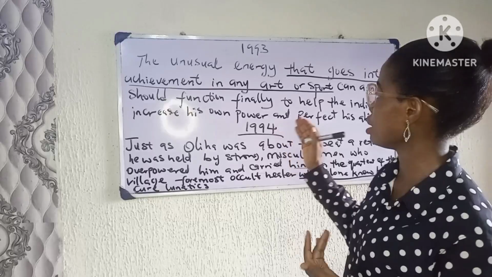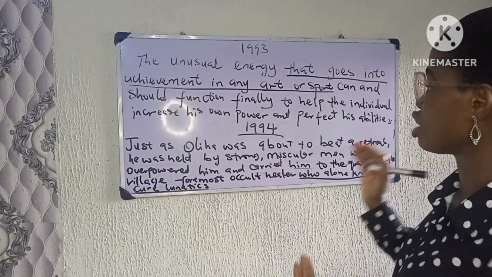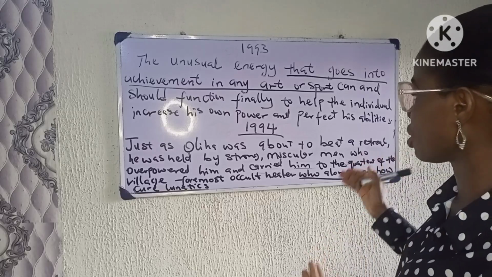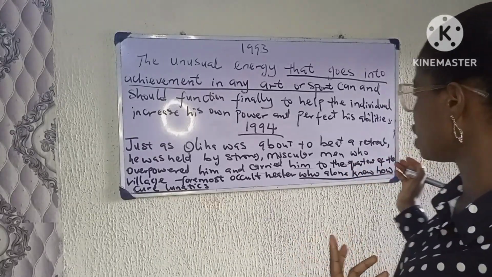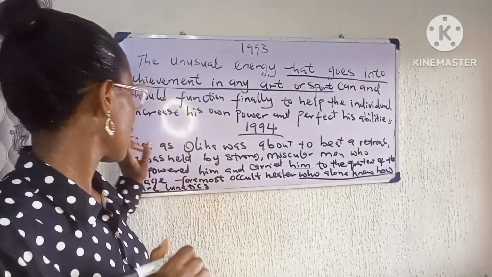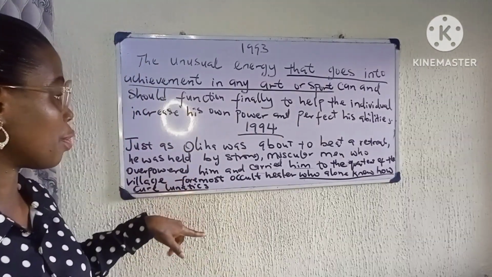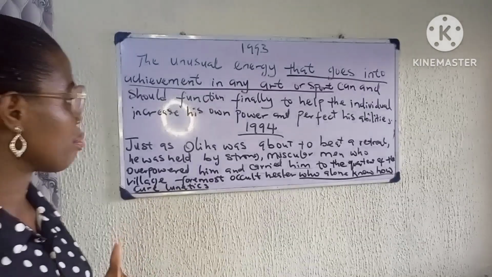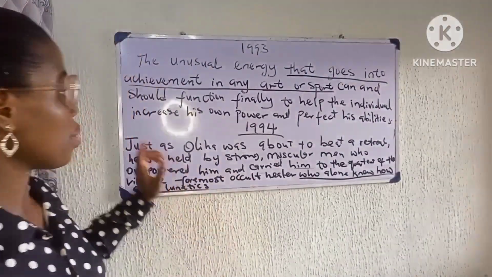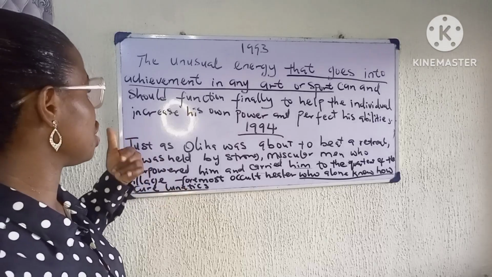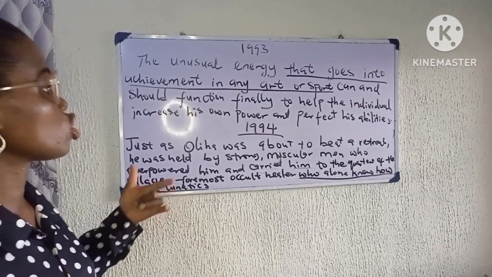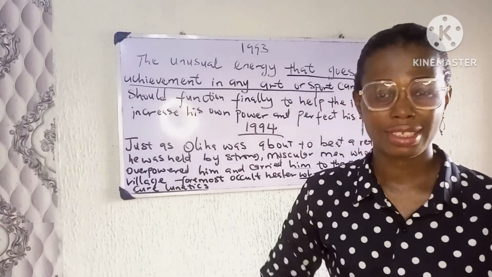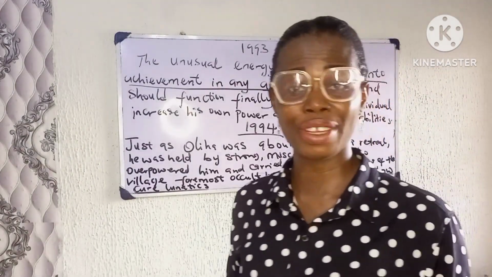Now we have: the usual energy that goes into achievement in any art or sport can and should function finally to help the individual increase his own power and perfect his abilities. Now we have "that goes into achievement in any art or sport." What is the grammatical name of the underlined words? Can you identify the grammatical name of the underlined words?